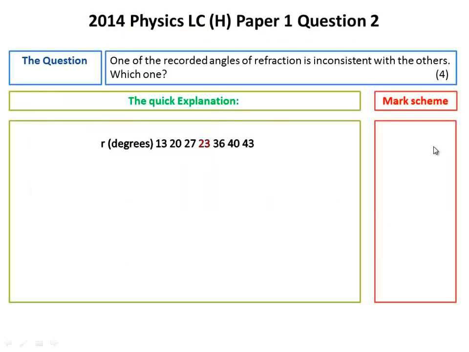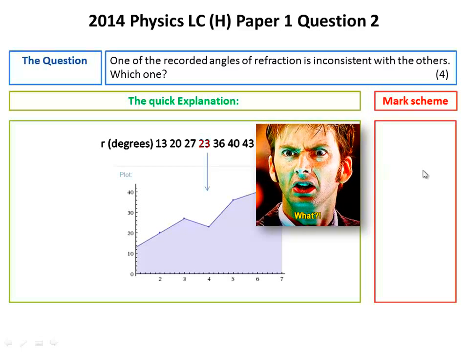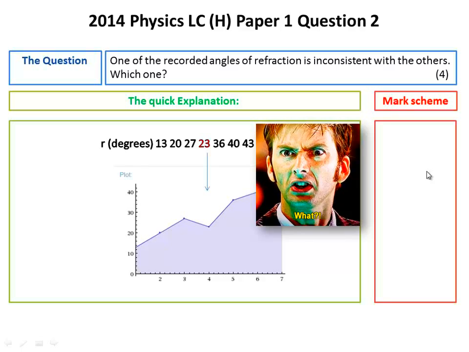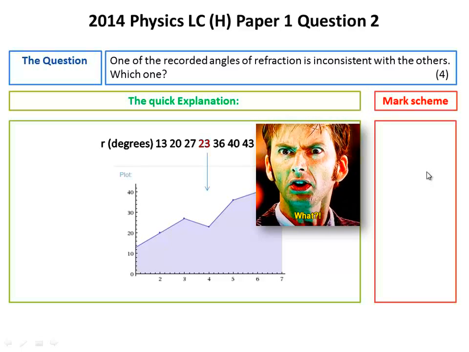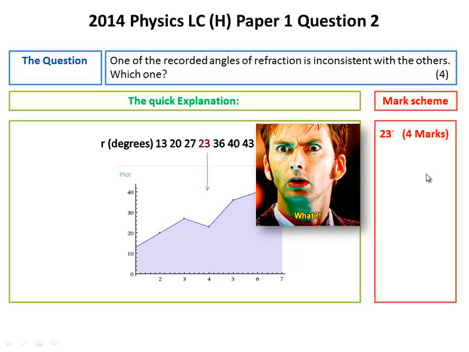So the first part of this question, you've got to say which of these angles is the odd one out. You've got to have a look at it. It's not hard. They're all going up in a perfect staircase, except for one of them. It's 23. It's gone 27, then back down to 23, then up to 36. It's completely the odd one out. It's 4 marks, easy peasy.